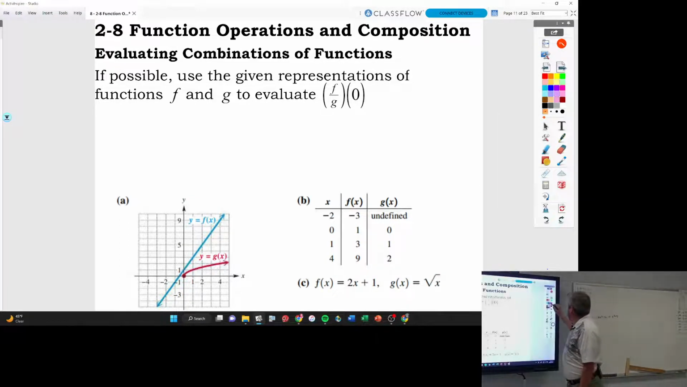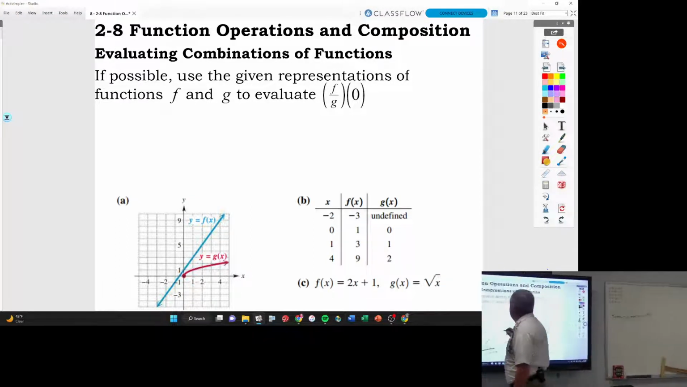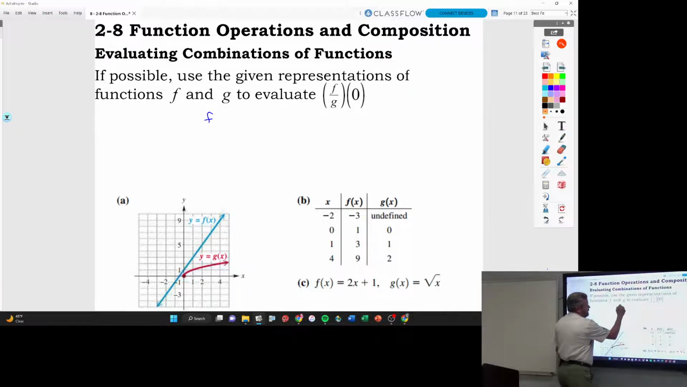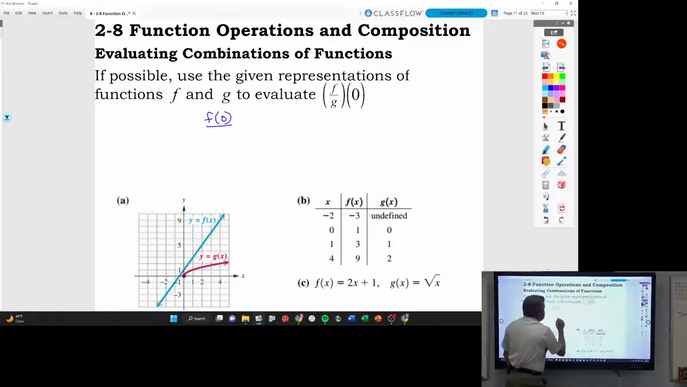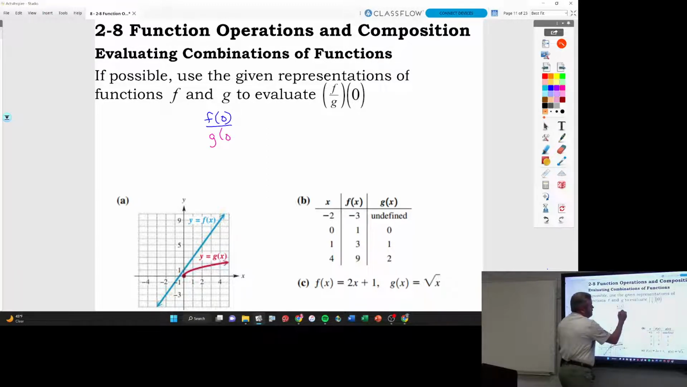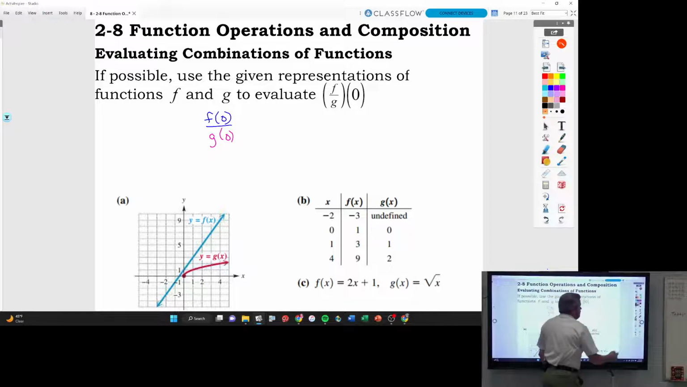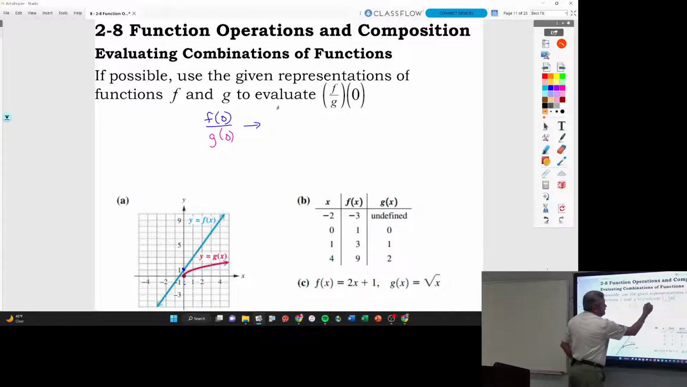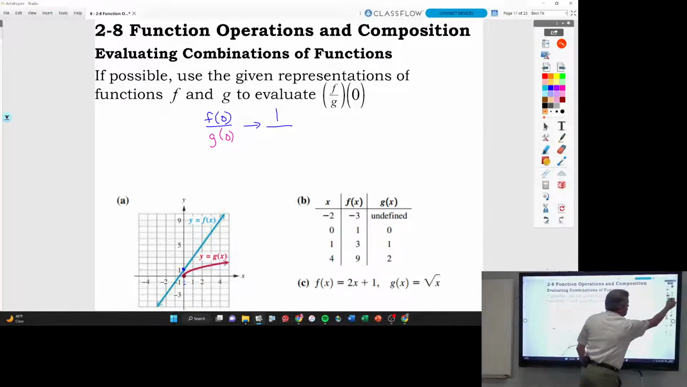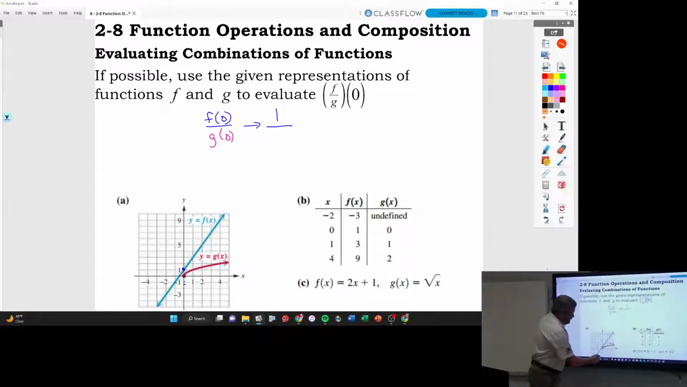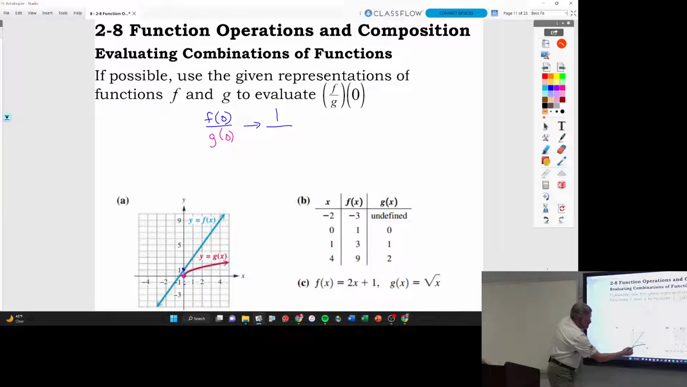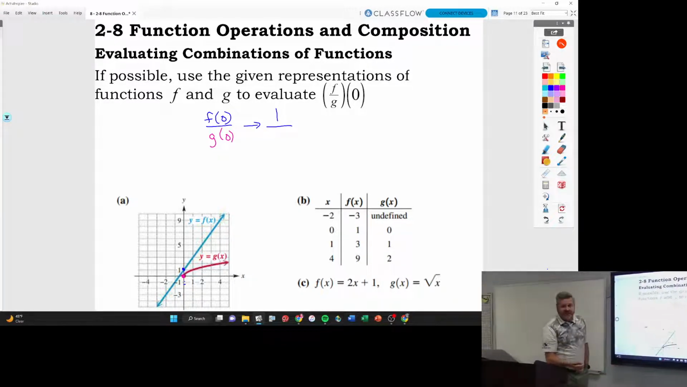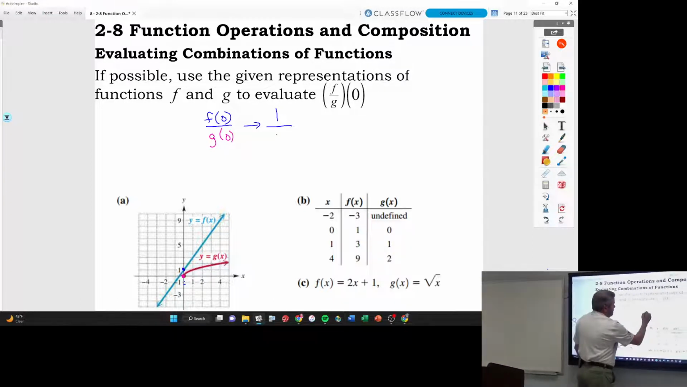f divided by g of 0. That means take the f function, evaluate it at 0, and divide that by the g function evaluated at 0. Well, the f function evaluated at 0 is right here. That's 1 divided by the g function evaluated at 0, which is right here. So the g function does exist there. It just happens to be 0.